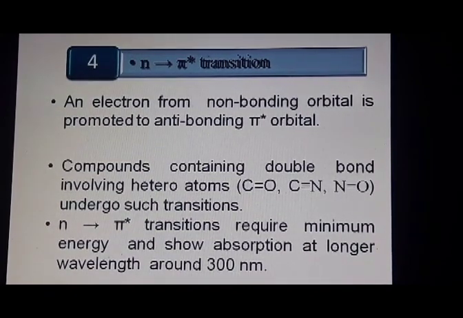n to pi star transition, an electron from non-bonding orbital is promoted to anti-bonding pi orbital. n to pi star transition required minimum energy and show absorption at longer wavelength around 300 nanometer.